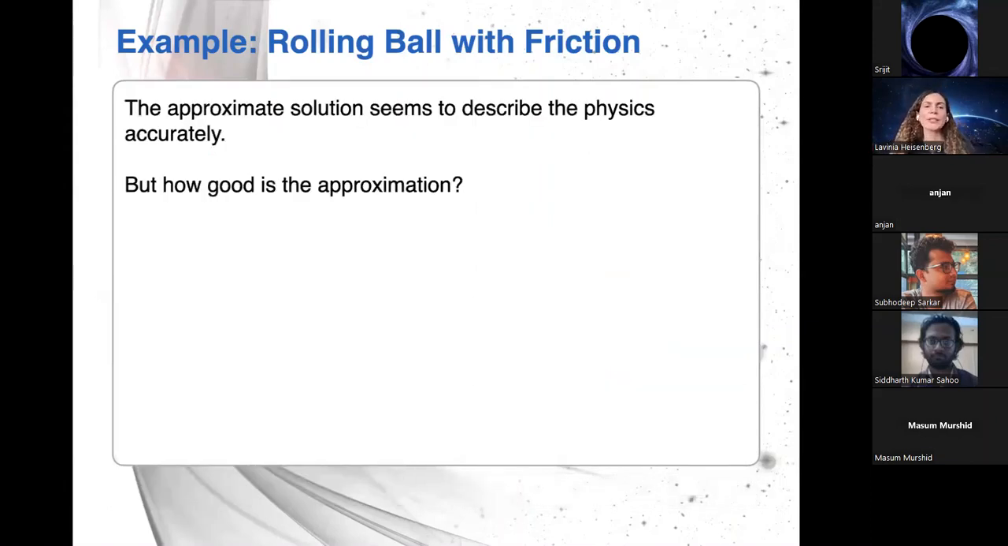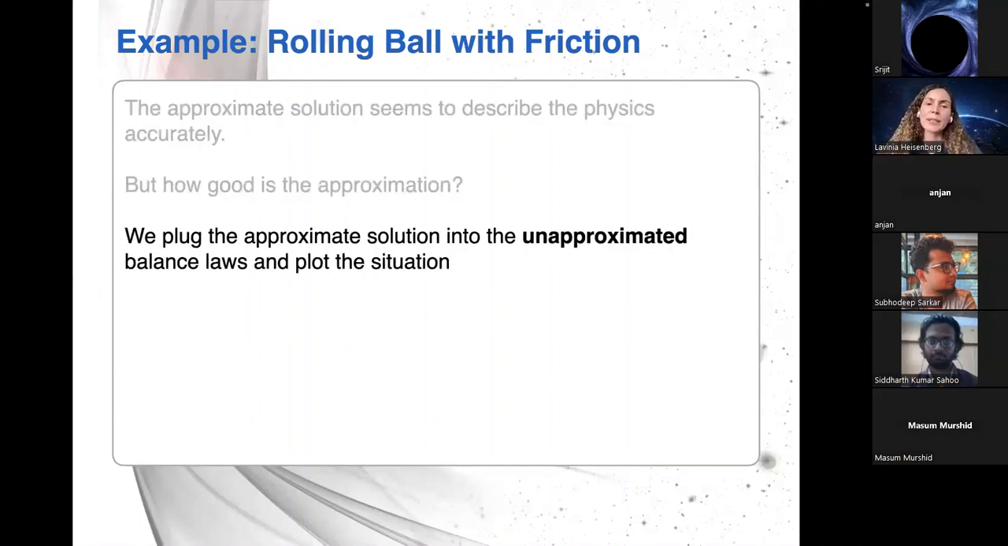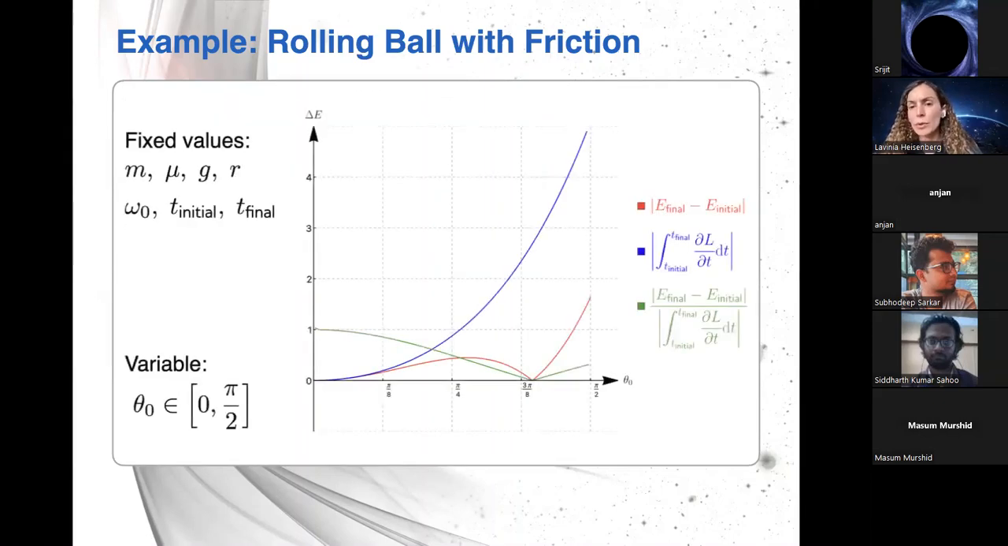Now, of course, the question is, how good is this approximation? How well does it describe the previous full equation, which was highly nonlinear, right? So we plug this approximate solution into the unapproximated balance laws and plot the situation. So here is an example.